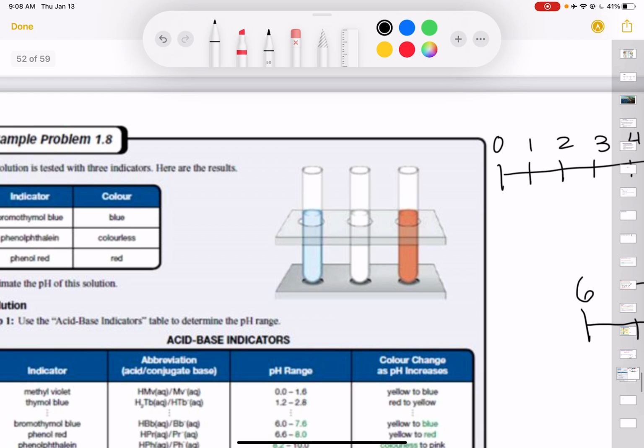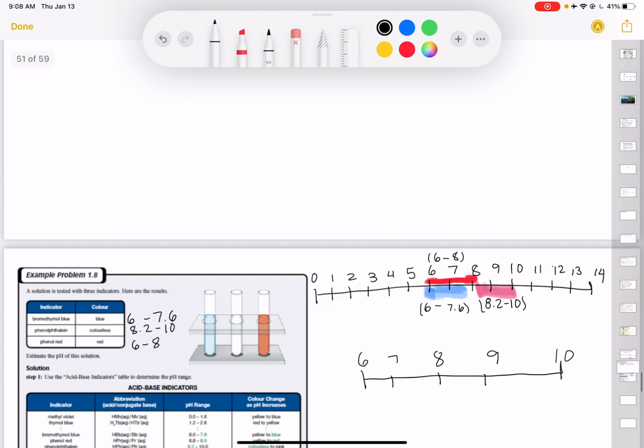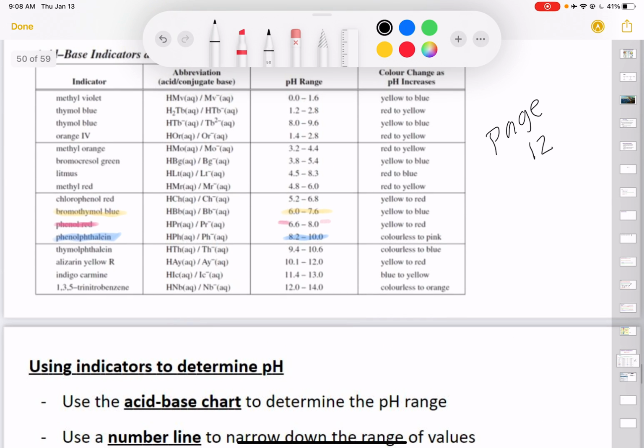We know the ranges of these, and maybe I should write it right beside my lines. This one goes from 6 to 7.6. This one goes from 8.2 to 10. And this one goes from 6 to 8, all right? By doing this, we can figure out generally what the range is. So let's look for bromothymol blue. When we used bromothymol blue, it turned blue, okay? It's right here. It goes from yellow to blue, all right?